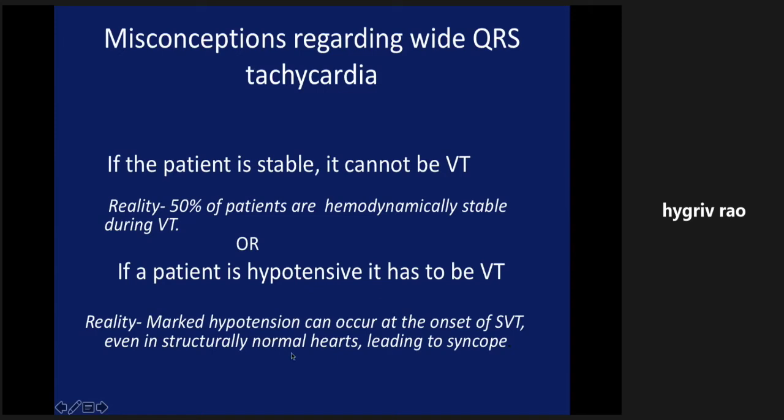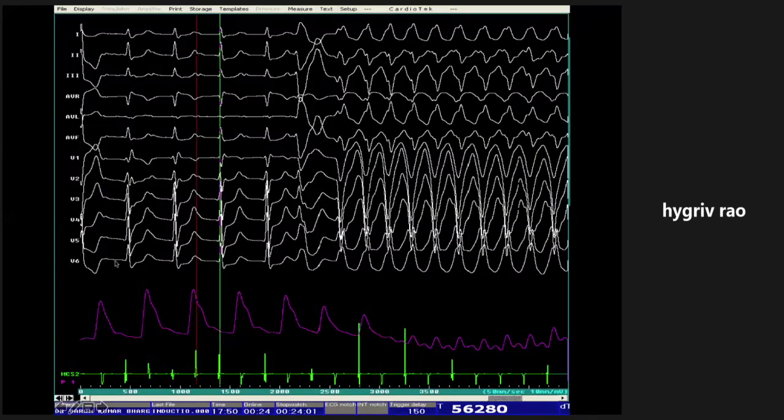No. Marked hypotension can occur at the onset of SVT, even in a structurally normal heart, leading to syncope. Look at this patient. This is a young lady who has an EP lab tracing, but see what happens. Now, this is exactly like the last talk on SVT. A regular narrow QRS tachycardia, and the lower trace is the blood pressure. The blood pressure is very good, the SVT is going on, but suddenly the SVT becomes a wide QRS because it goes into aberrancy. And what kind of aberrancy? The V1 is negative, and so you have a left bundle branch block aberrancy.